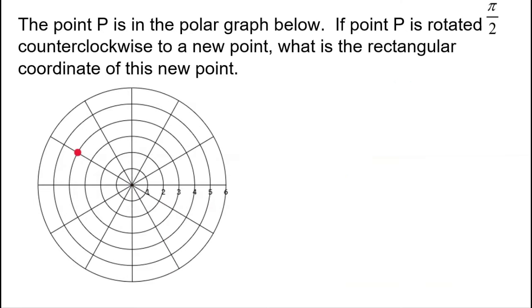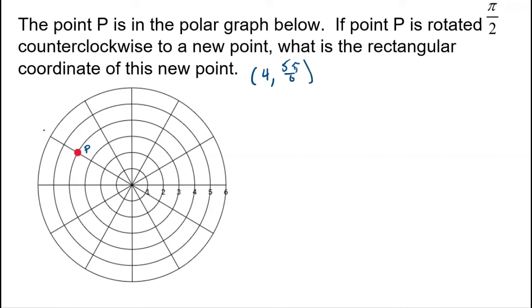All right, let's do another one here that's essentially the same thing, but there's a little bit of a trick to it. So the point P is in the polar graph below. If the point P is rotated pi over 2 counterclockwise to a new point, what is the rectangular coordinate of this new point? All right, so the first thing I'm going to do is recognize this point P here, and I'm going to try to figure out what it is. So first off, it's an r of 4. So we see it's on a radius of 4. So that's going to have an r value of 4 there. And then that angle is 5 pi over 6.